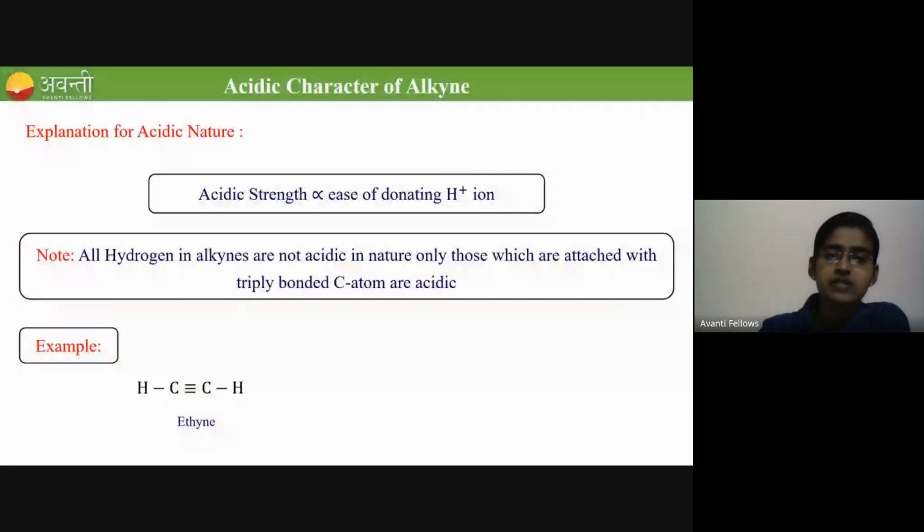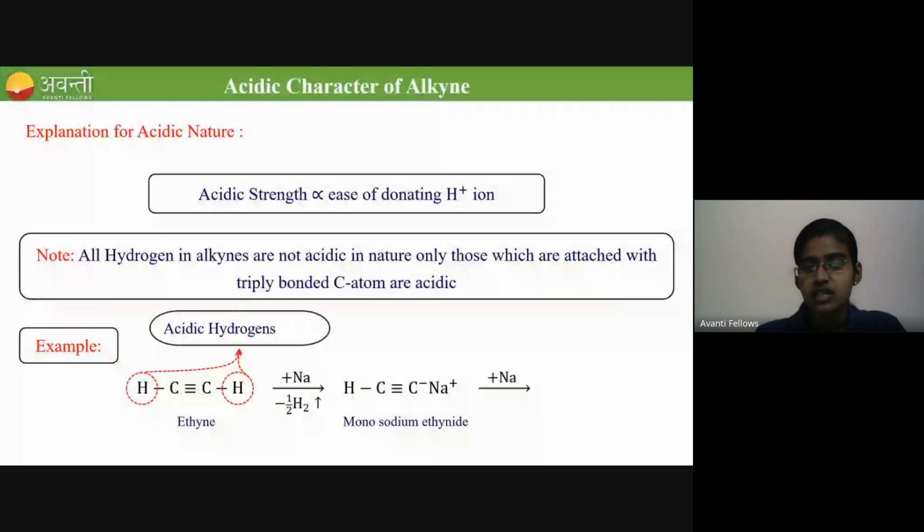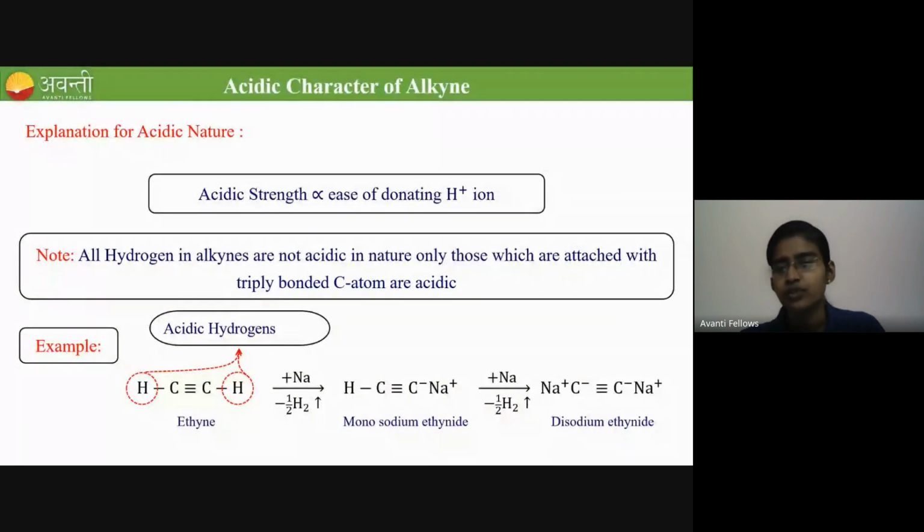Very important. So let us take an alkyne again, which is ethyne here. These two hydrogens are attached to the triply bonded carbons, so these two hydrogens are called acidic hydrogens. When this compound reacts with one more mole of sodium, the second hydrogen also comes out to form the disodium ethynide compound. So these two hydrogens attached to the triply bonded carbon atoms are acidic in nature, and this compound has two acidic hydrogens.